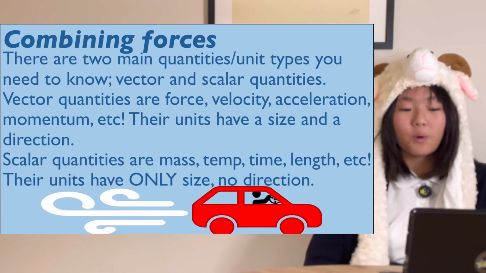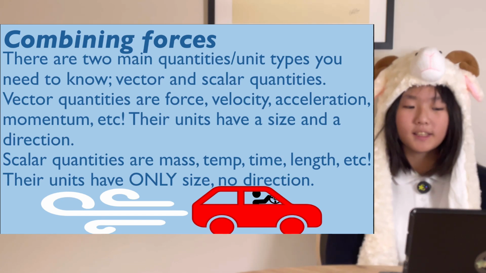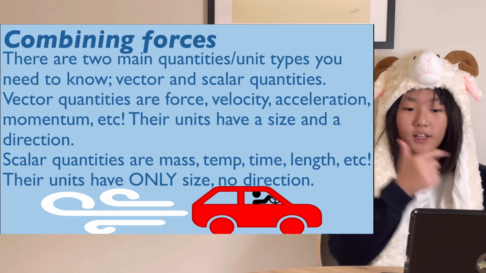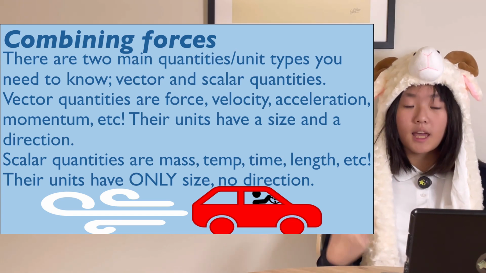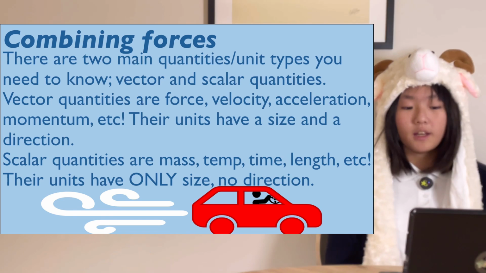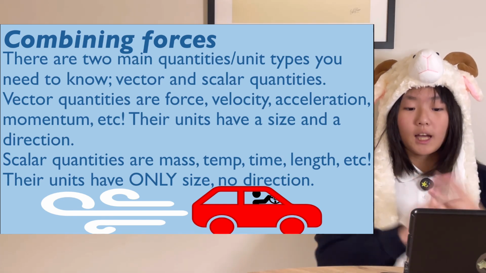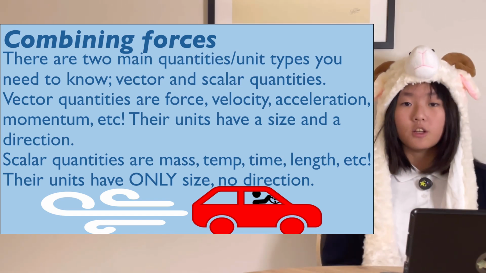There are two main quantities you need to know: vector and scalar quantities. Vector quantities are force, velocity, acceleration, momentum, and more. Their units have a size and direction. That's what makes them vector quantities. Scalar quantities, on the other hand, are mass, temperature, time, length, and more. Their units have only size, no direction.